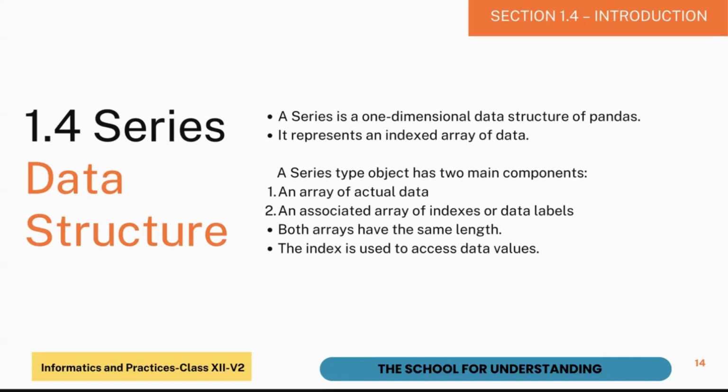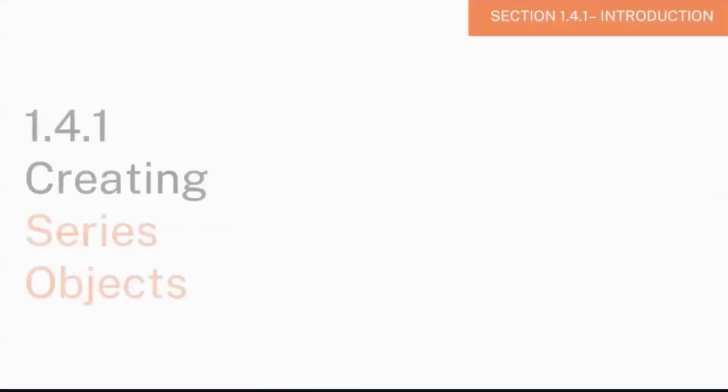So as we know, we have two arrays. One is the actual array of data, and the other one is the associated array. Both will have the same length. And we are using the index basically to access the values that we have stored in the actual data array. So that is essentially it on the series data structure.